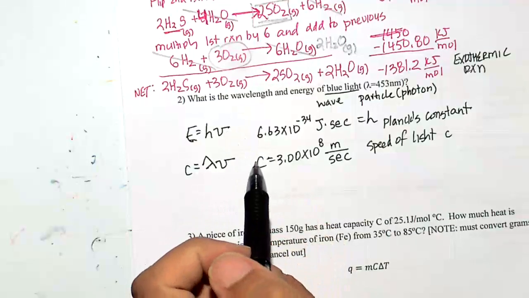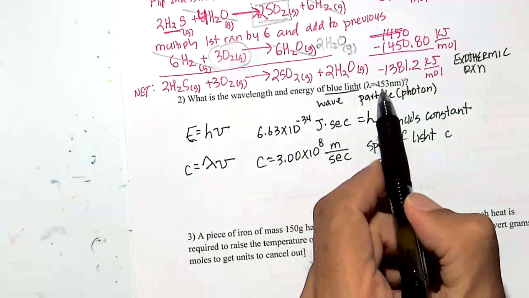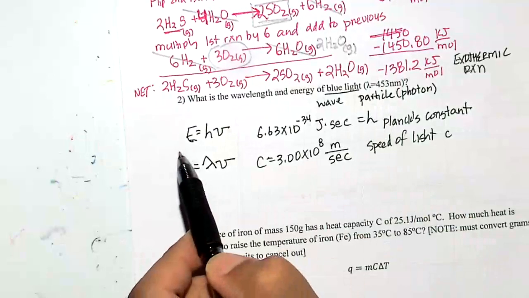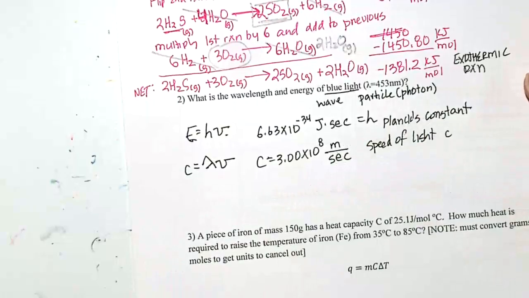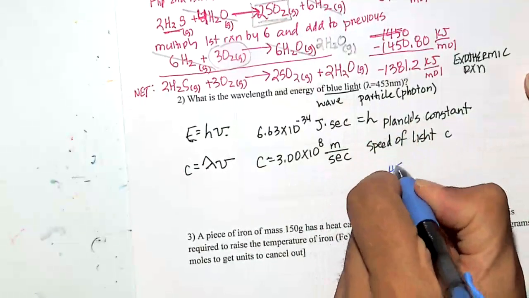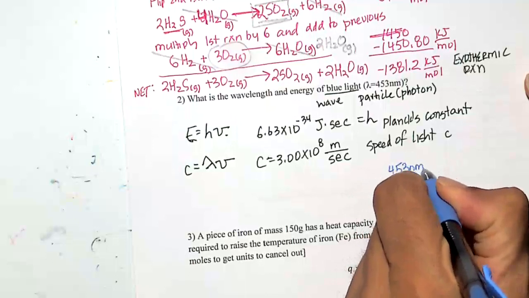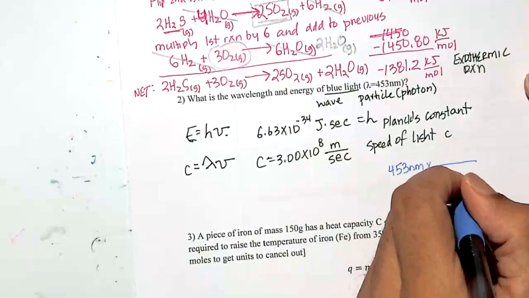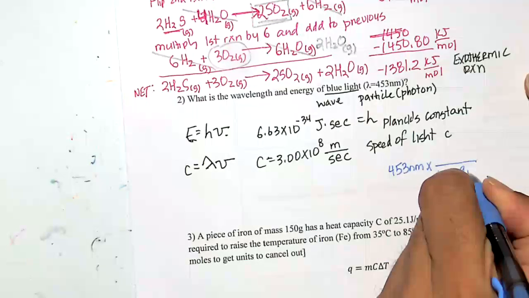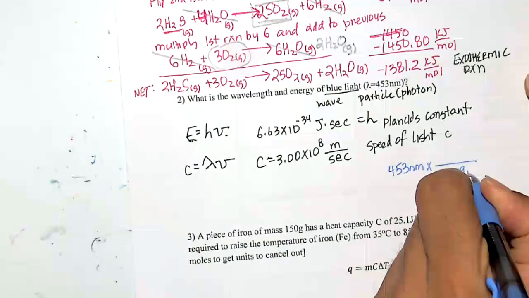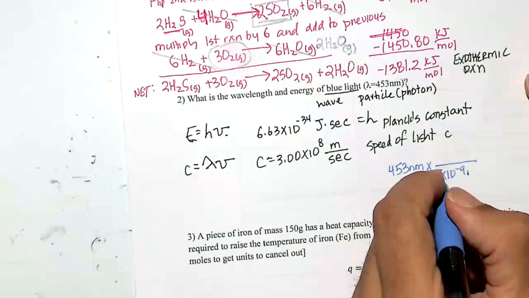So we want wavelength and energy. Here we have the wavelength. Let's figure out the frequency and then plug it in here to get the energy. That's how I'm going to do this problem. So 453 nanometers. 1 times 10 to the minus 9 meters is 1 nanometer.